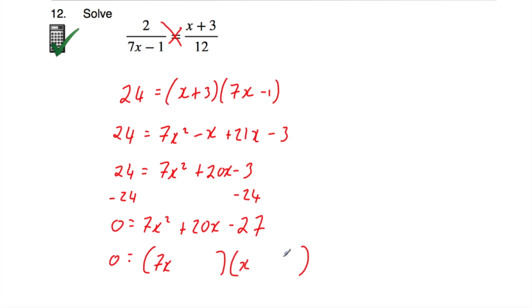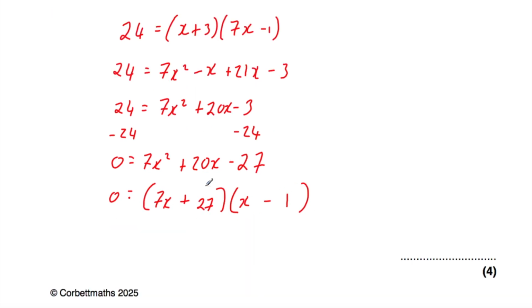So I think I'm going to put the 1 over here and the 27 here, because 27 times x would be 27x, and 7x times 1 is 7x. We want to get 20x, so I'm thinking if I make this one negative and this one positive, would that work? Let's just check. 7x times x is 7x squared, great. 7x times minus 1 would be minus 7x. And then plus 27x would be plus 20x, perfect. And then we've got our minus 27 on there, and that works, fantastic.